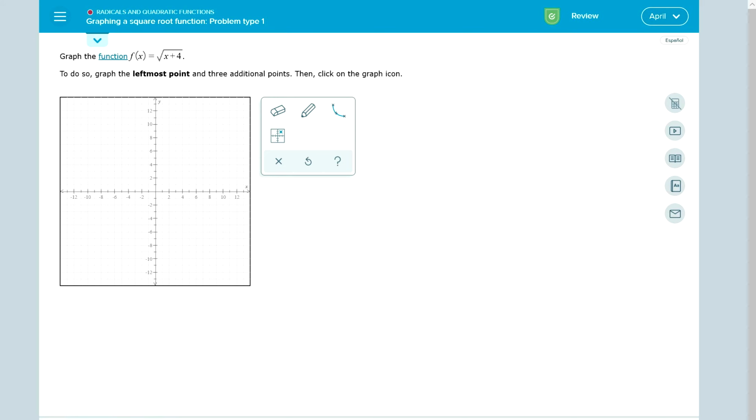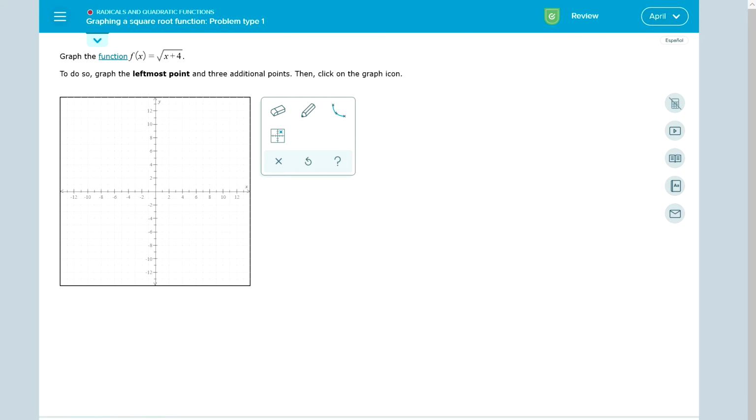Okay, I'm having a little bit of trouble with this, but let's see if I can get it to work this time. We're graphing a square root function, and they want us to graph the leftmost point and then 3 additional points. Okay, the leftmost point is going to be the value of x that will give me the square root of 0.